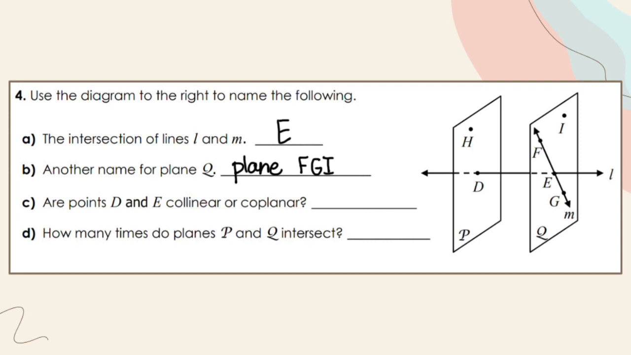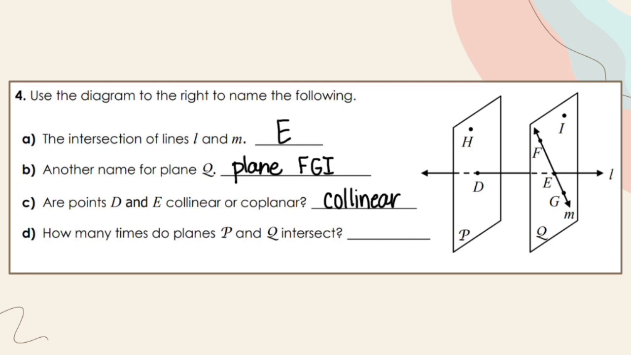Are points D and E collinear or coplanar? So here is D and here is E. They are on different planes, so they cannot be coplanar. That would mean same plane. They are on the same line, so they are collinear.